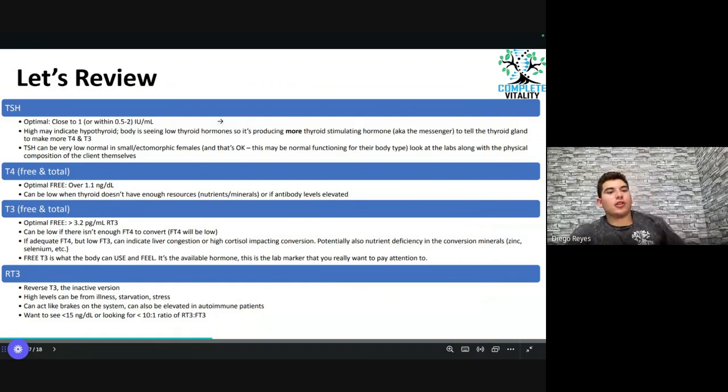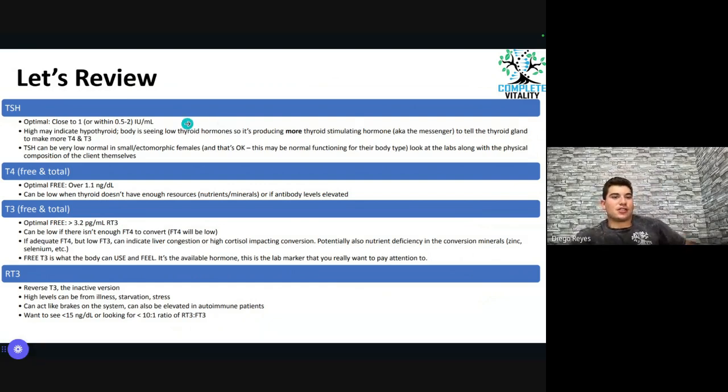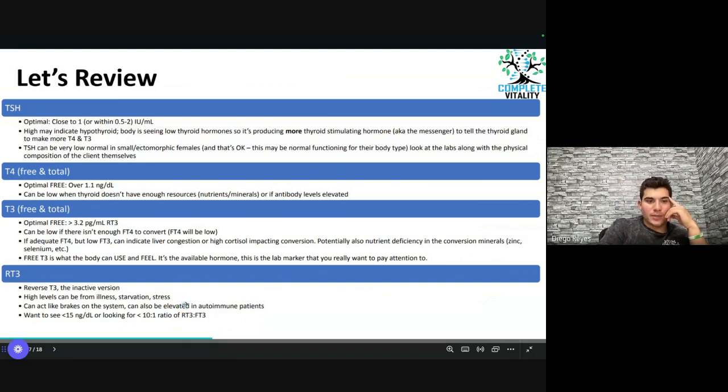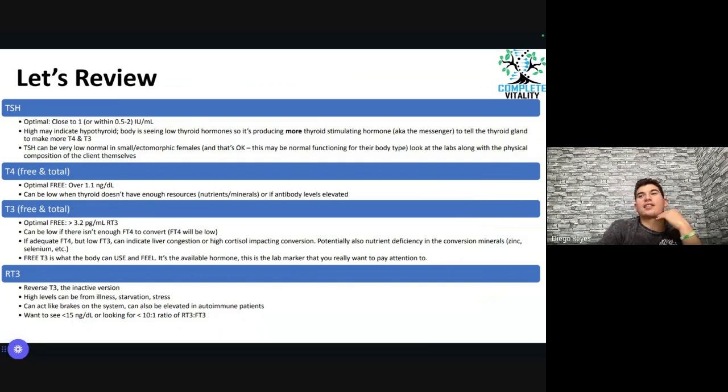Okay, so more notes on the lab testing. We want obviously TSH closer to 1. If it's high, hypothyroid, over 1.1 ng/dL, nanogram per deciliter for free and total. And then optimal free T3 is above 3.2 pg/ml. And then we want to watch reverse T3, depending on how your lab is reading, below 15 nanogram per deciliter. And I've got to think off the top of my head because there are other labs.